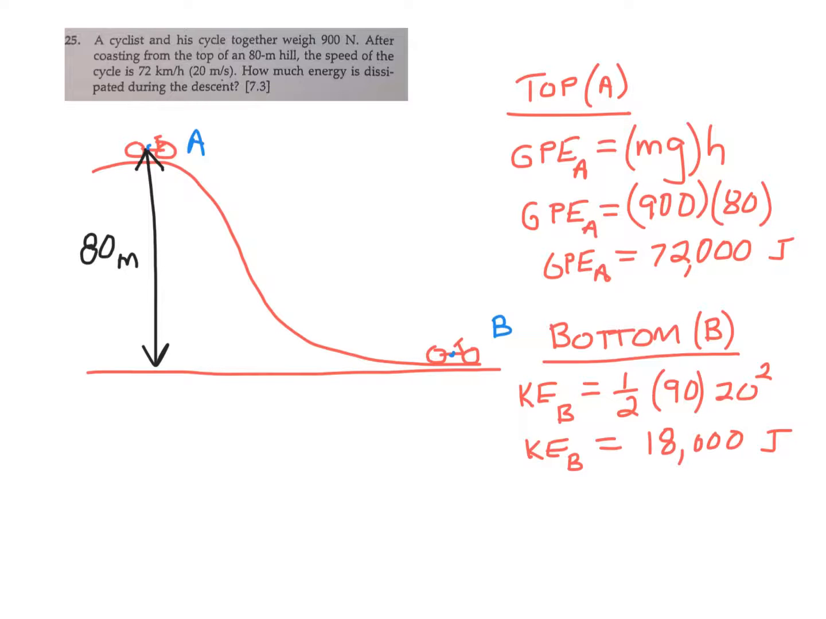It's implied in the problem that the bike at the top of the hill at point A is starting from rest, and it coasts down. In other words, the meaning of that is they're not pedaling and adding energy to the system.